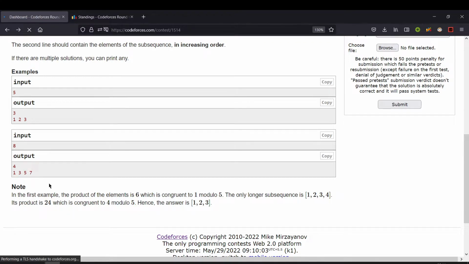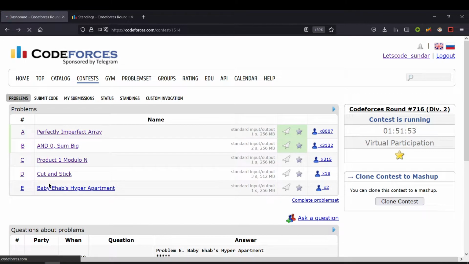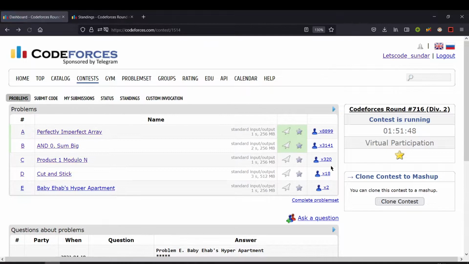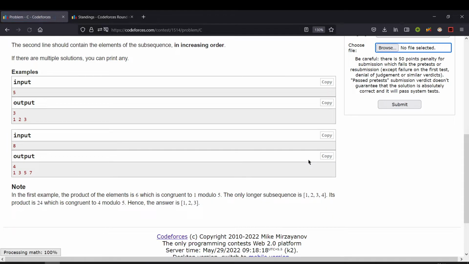Okay, how many have solved this? 300. I think it's a pretty good problem because the submission count or the accepted count is just 320 as of now. Now let's think. nx plus 1. So we have to take some numbers randomly. Okay, 1 can always be included because it does not matter.